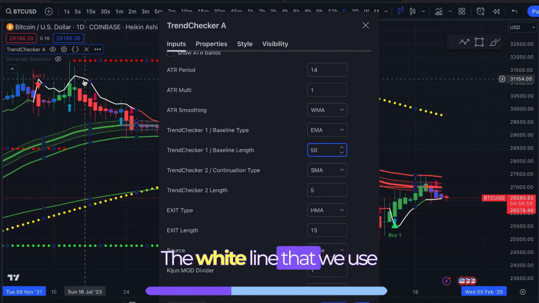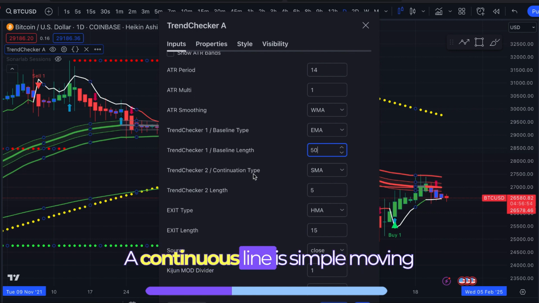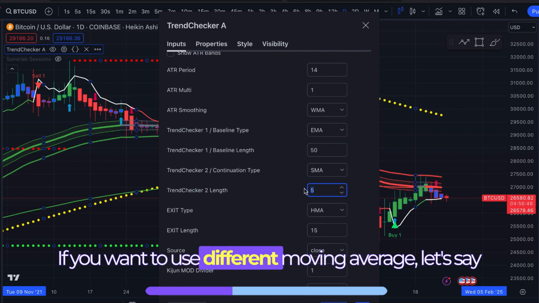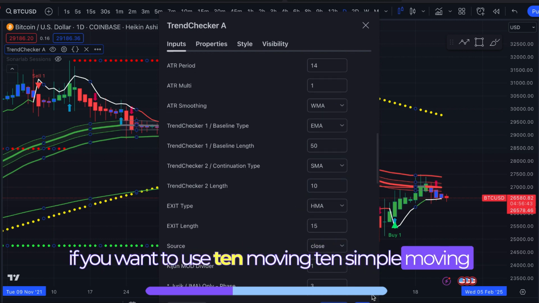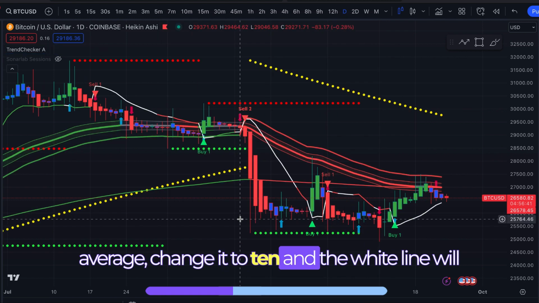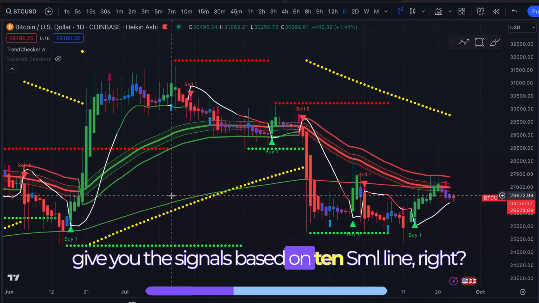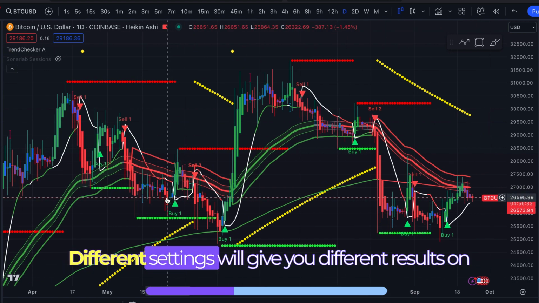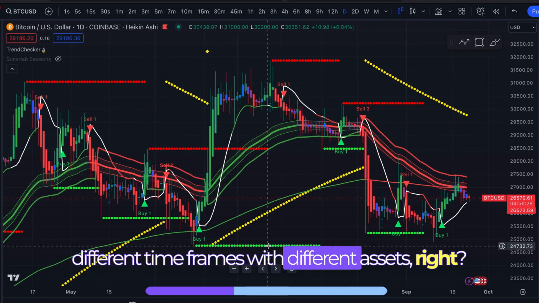The white line that we use is called Trendchecker 2, a continuous line is simple moving average with the length of 5. If you want to use different moving average, let's say if you want to use 10 simple moving average, change it to 10, and the white line will give you the signals based on 10 SMA line. Right? Different settings will give you different results on different time frames with different assets.